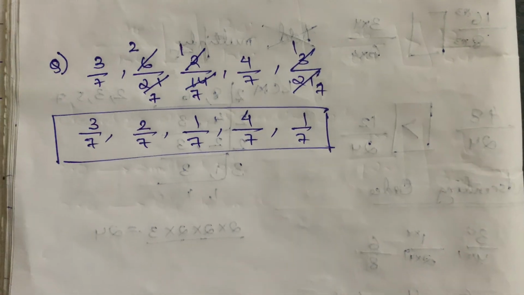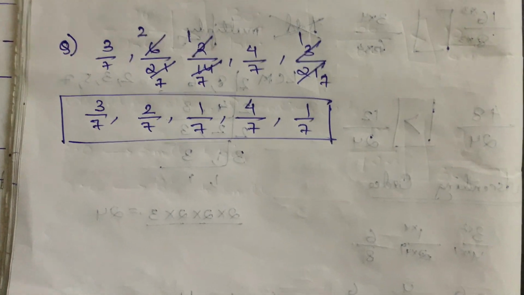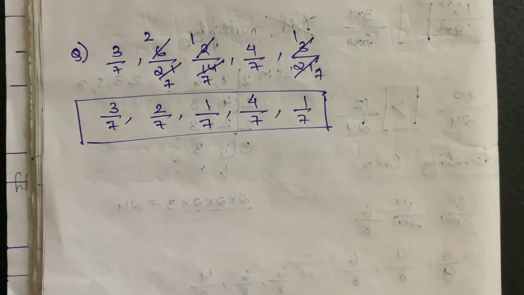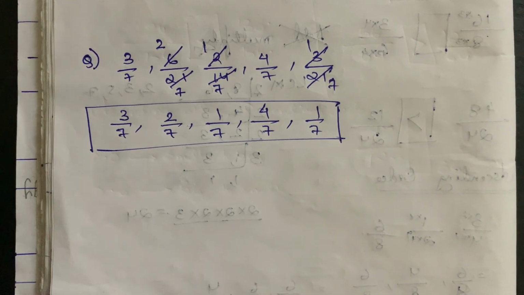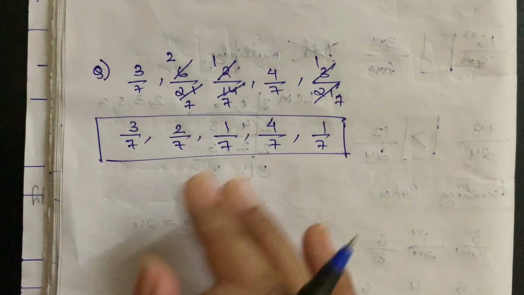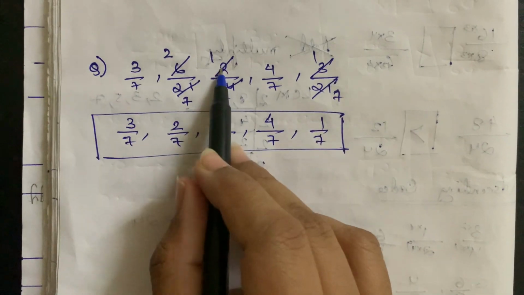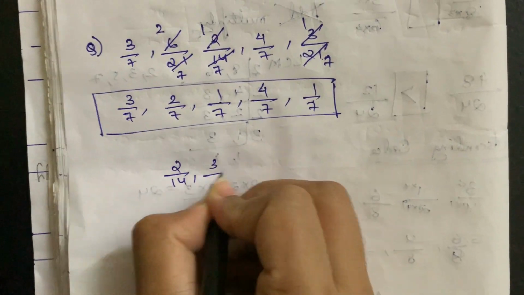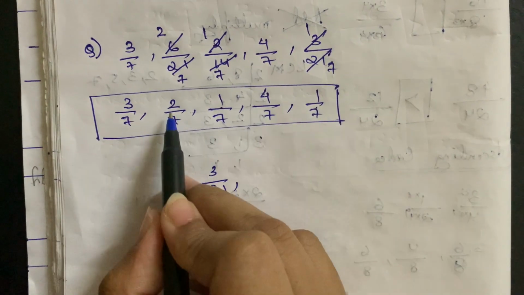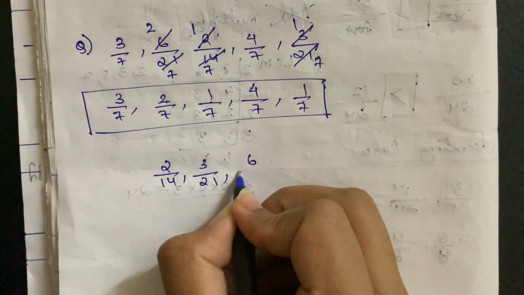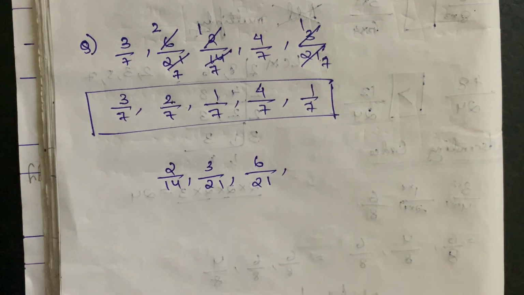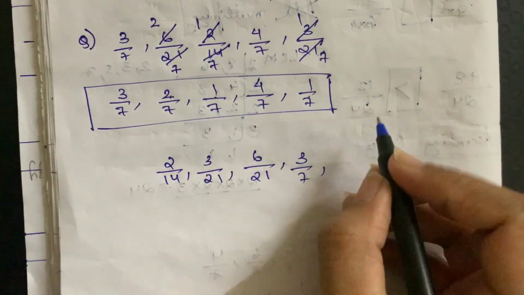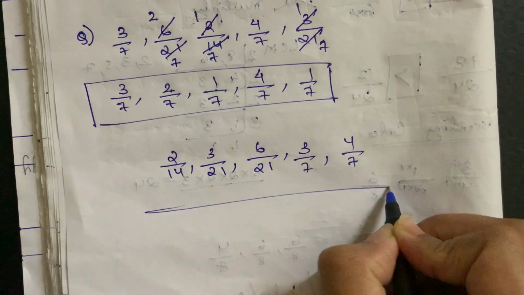So you will have questions where you are required to find the LCM. You will have questions where you can just reduce them and the denominators become the same and you can get your answers. Rearrange them now. 1 by 7, 1 by 7, that is 2 upon 14, 3 upon 21. They are the same. Then I have 2 upon 7, which is nothing but 6 upon 21. Then I have 3 upon 7. Then I have 4 upon 7. That's it.